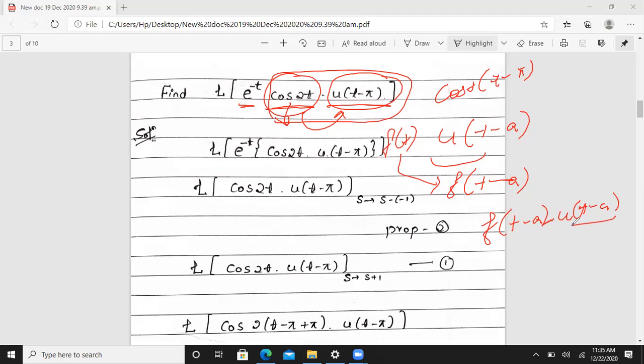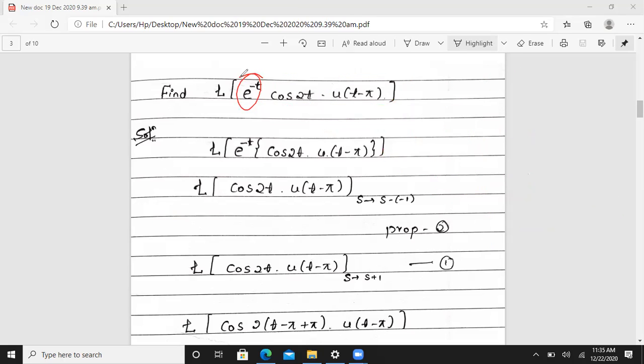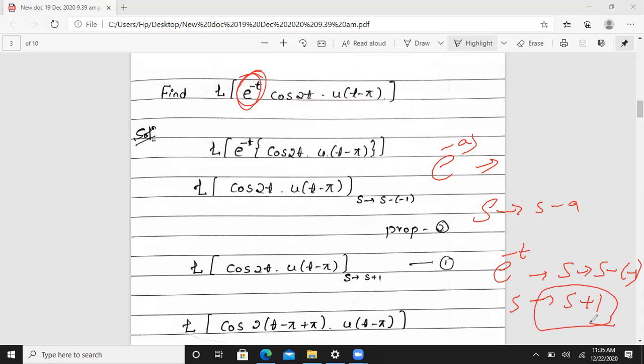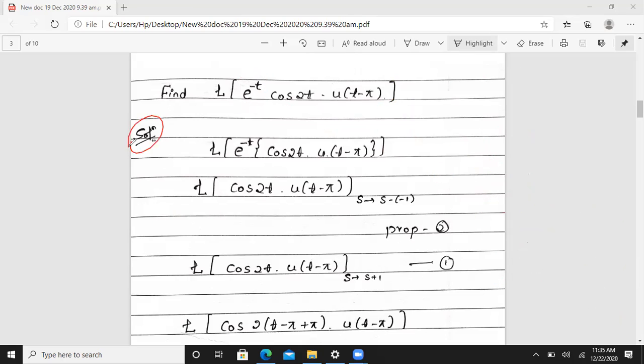Okay, and this one is property number 2, that is e to the power minus a s. This function will tend s tends to s minus a. So this function, again, we will take it as e to the power minus t is there, so s tends to s minus of minus 1, it is s tends to s plus 1. Okay, so now we will solve this function.